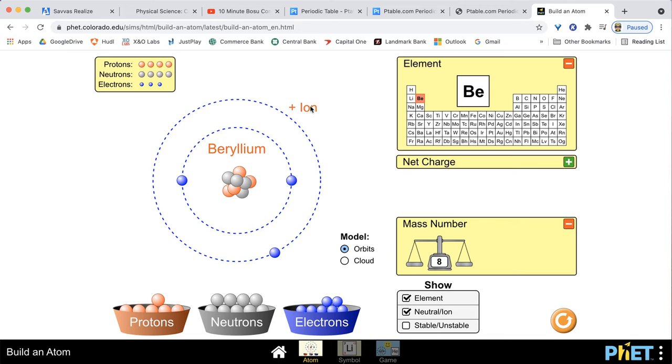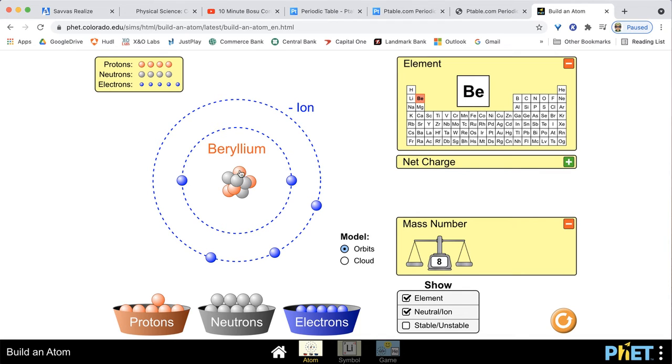And again, I have a positive charge because I have now 1 more proton than I have electrons. So if I add another electron, now I have a neutral atom. If I added another electron, it's not going to change the element. It's just going to make it a negative ion, because now if you'll look, I have 5 negatively charged electrons, and I have 4 positively charged protons. That gives me a net charge of -1.